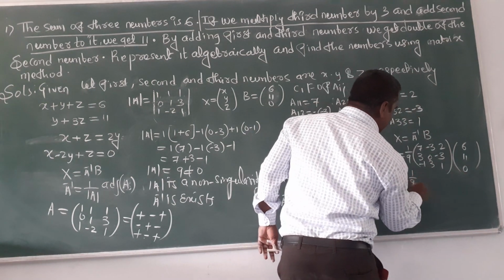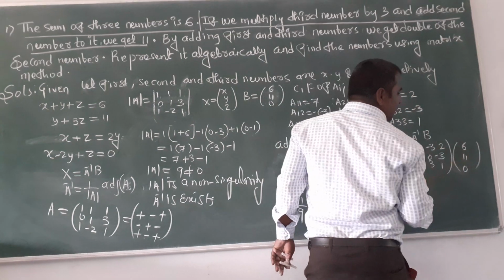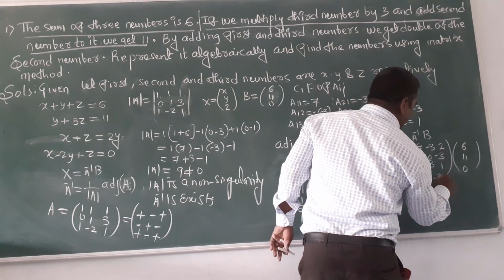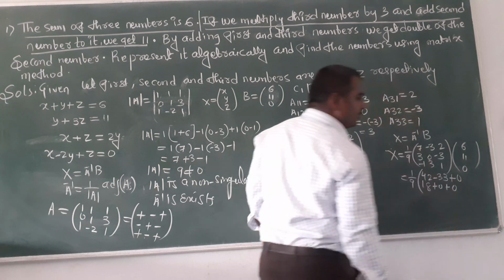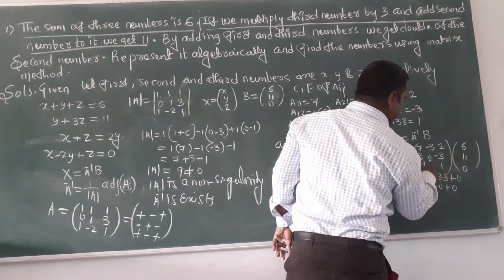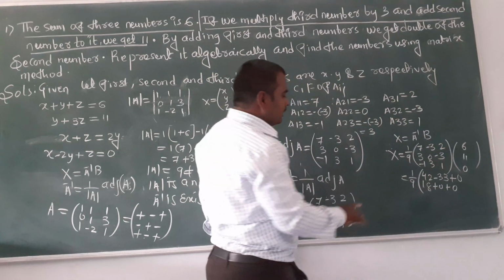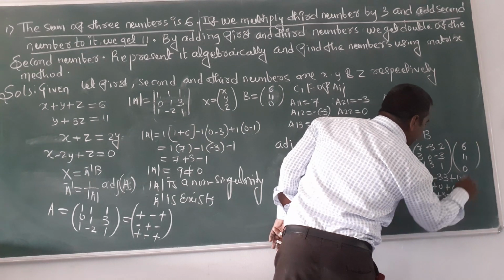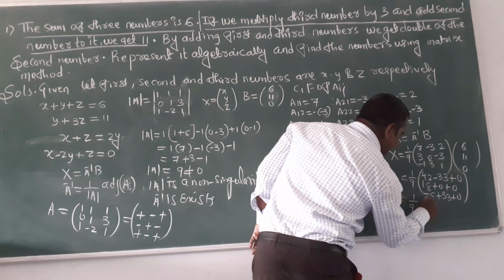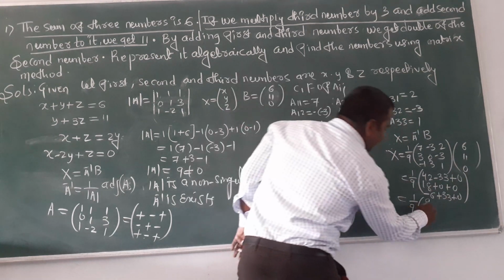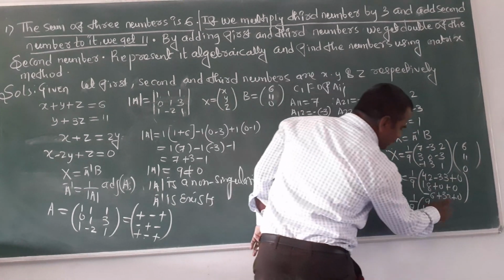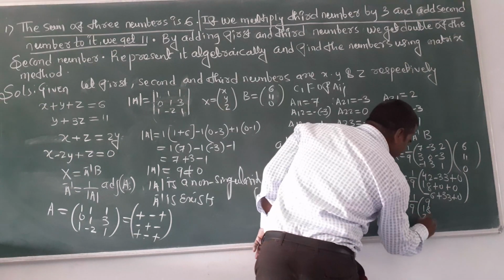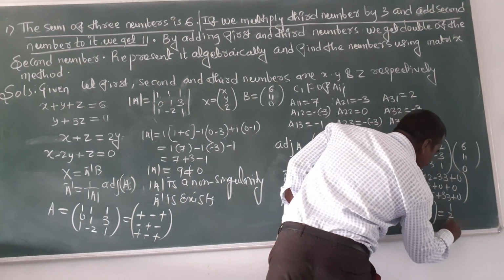So 1 by 9 times: 6 and 7 gives 42, 32 minus 33, plus 0. What is it? 18. Then 6, 18, 0 and 0. Right. So minus 6. 33 plus 0. So 1 by 9 times 9, 18. And check it, 27? Yes, 27. Shall I take 27? So this means 1, 2, 3.